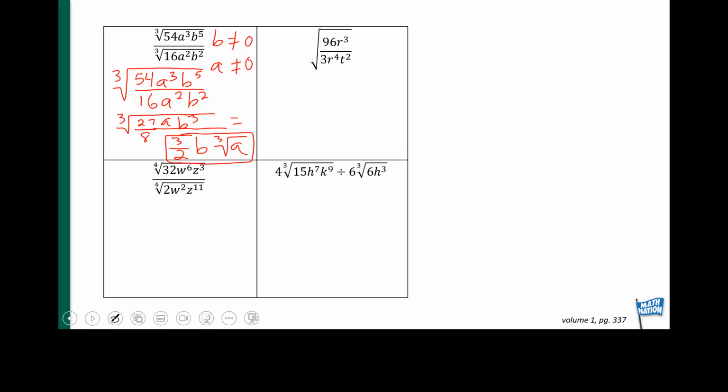Okay, so let's look at the next example down here. So we're taking the fourth root of 32.